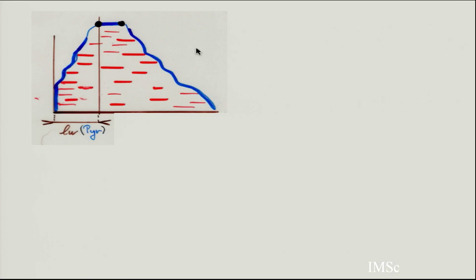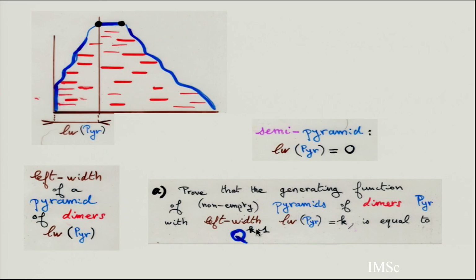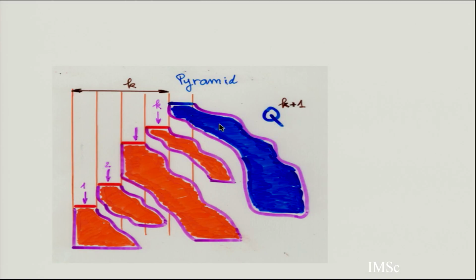The first part of the exercise was to prove that if you have a semi-pyramid with left width equal to K, the generating function of such semi-pyramids is Q power K plus 1. If the left width is 0, then you get a Catalan number. But the general formula is this, and here is the proof. The pyramid with left width equal to K is exactly Q power K plus 1 because you just number the topmost diamond in each column 1, 2, 3, 4, etc. You push the first one, the second one, the third one, and then you decompose your pyramid into K plus 1 distinct pyramids.